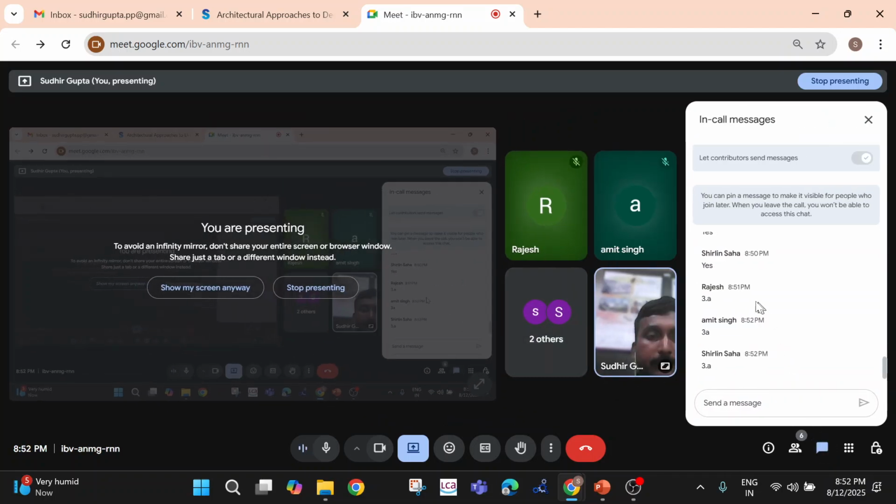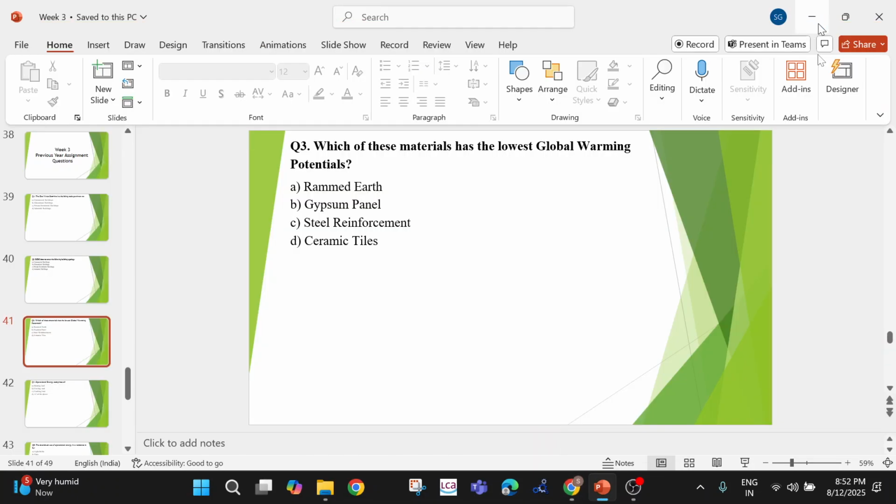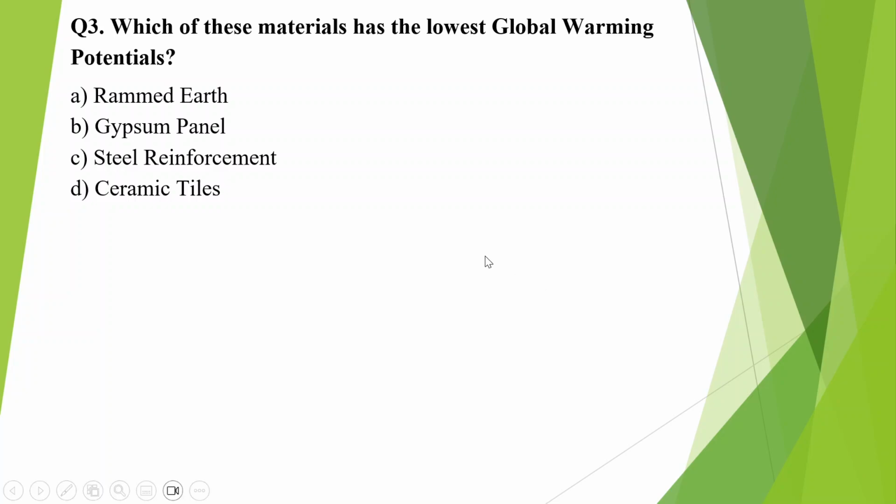As I can see, this time all of you are going in a similar direction, not running in different directions at least. All of you have marked rammed earth. You are thinking it has the lowest global warming potential, and your answer is absolutely correct. Rammed earth has low embodied energy and minimum greenhouse gas emission potential as compared to the listed materials like gypsum, steel reinforcement, or ceramic tiles. Fine. So let's move to the fourth question then.